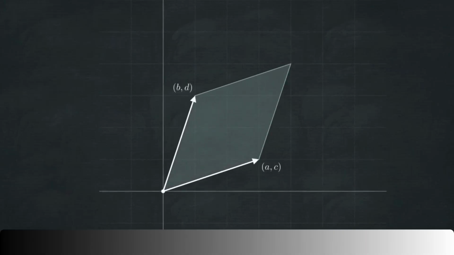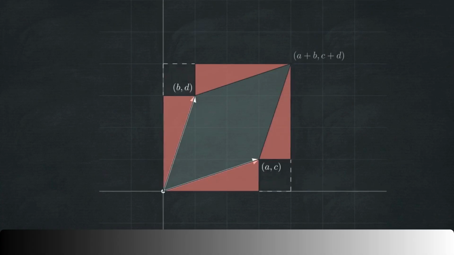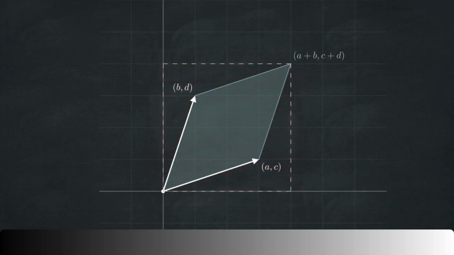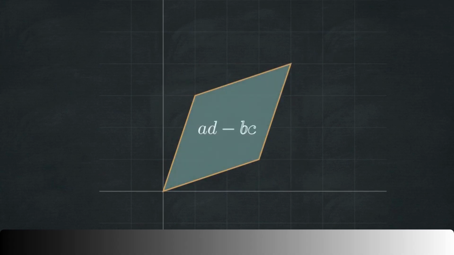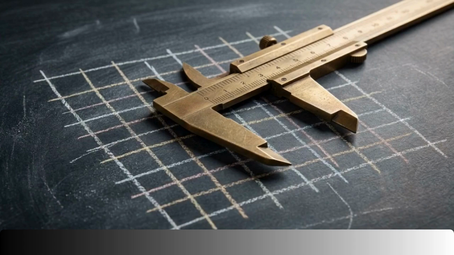We can prove this by drawing a bounding box around our slanted parallelogram. Subtracting the area of the extra triangles and rectangles outside the parallelogram leaves a specific remainder. That central area is the exact result of the AD minus BC calculation. The math isn't just a set of symbols, it's a direct measurement of how much a 2D grid has been stretched.